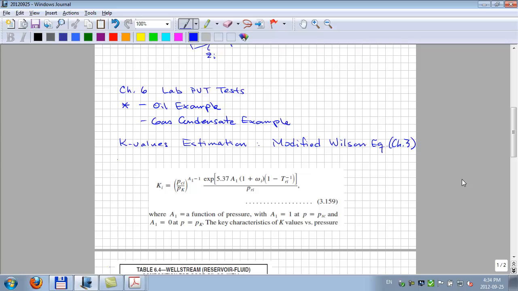And what you see is that for each component i, we need to have PCi, and the reduced temperature, TRi, is just the absolute temperature of whatever we want to calculate at, divided by TCi. So we need the TC. And then it's got this acentric factor we've talked about before. So we need for every component in our system those three numbers.